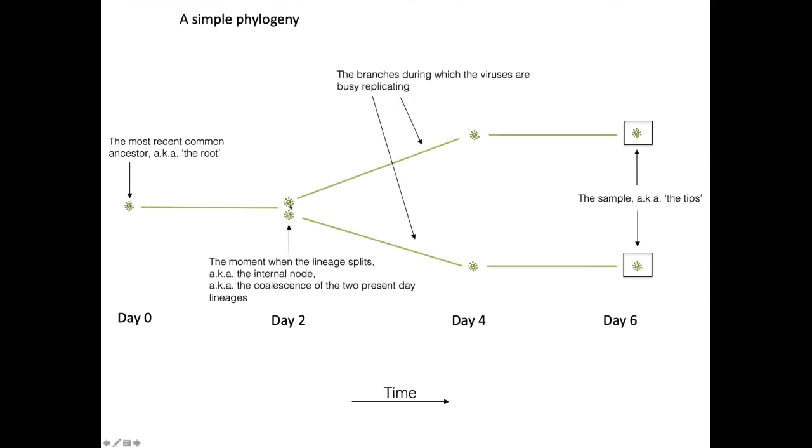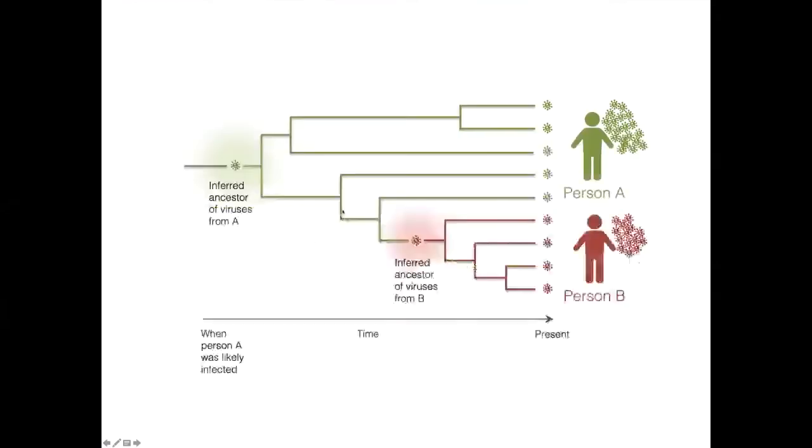The splits are the sort of branching event, and in this case, they occur on day 2. So the moment when the lineage splits is also known as the internal node, and because we infer these things backwards from the present time, it's also sometimes known as a coalescence of 2 present-day lineages.